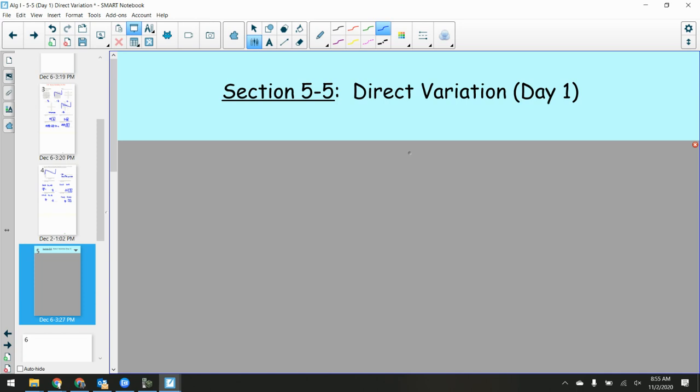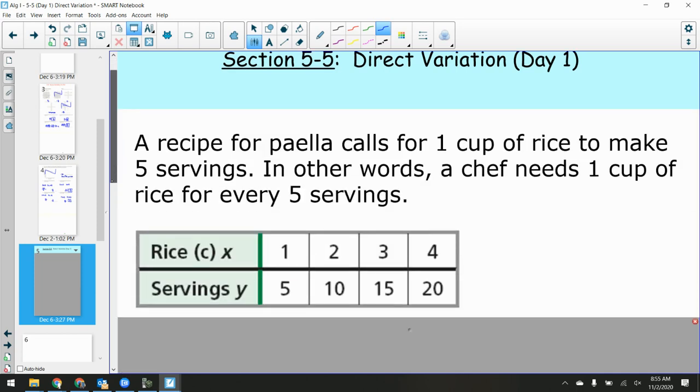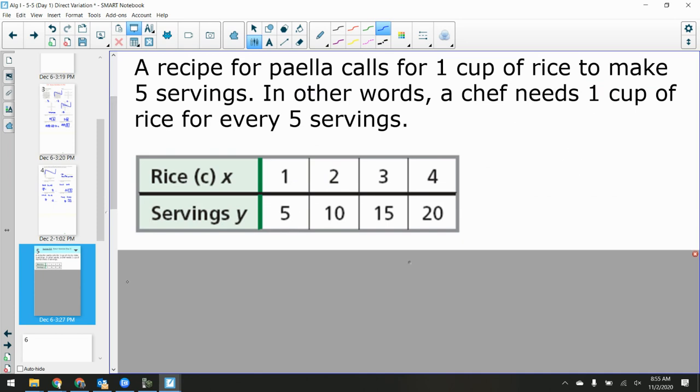And the reason being is because direct variations are a unique type of linear equation. Only certain things work for direct variations. And let me show you what I mean here. This is an example of a direct variation.